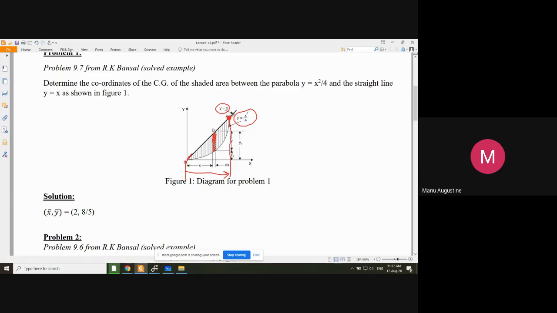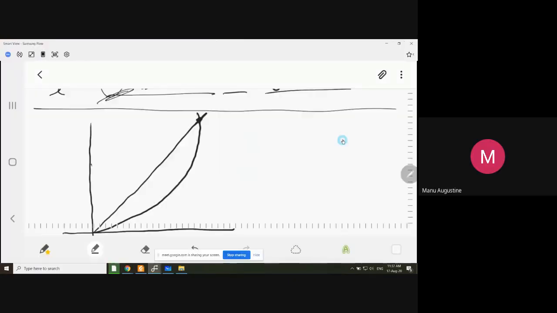How do you find the intersection? Can anybody tell me? I just want the x value. I don't even need the y value. I just want the x value. How? Put x in place of y. Yes. You have to solve it. See, you have got two equations.